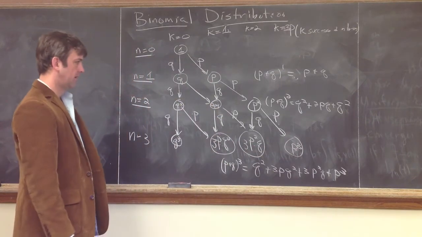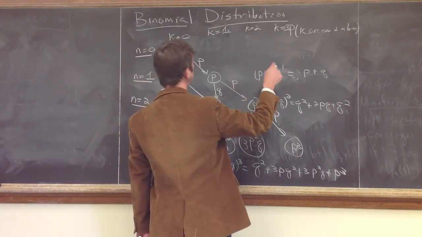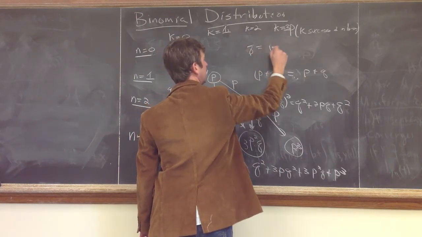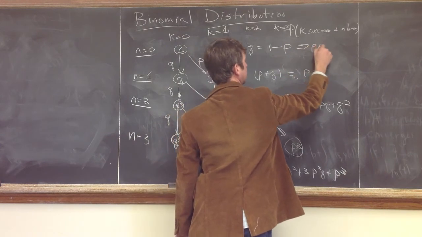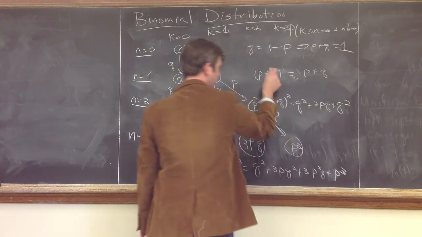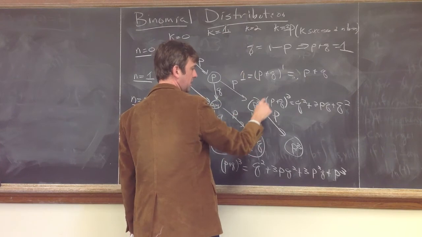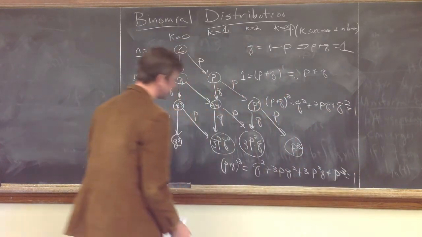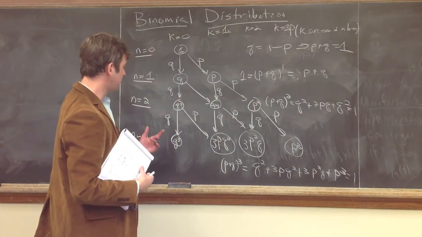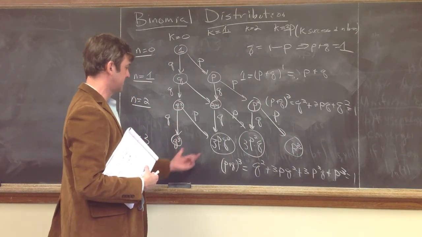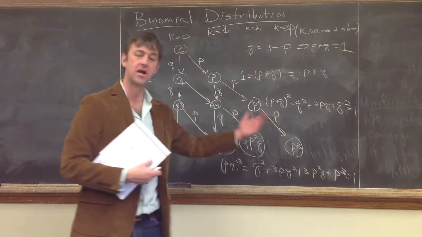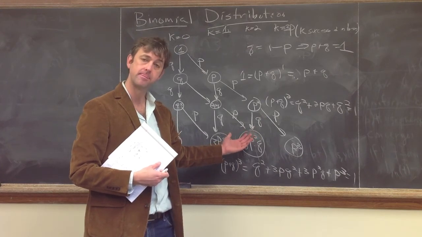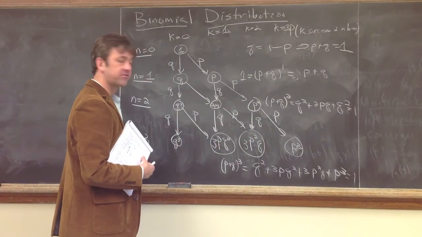Alright? And of course, since q equals 1 minus p, which implies that p plus q equals 1. Of course, 1 to the 1 is 1, and 1 squared is 1. So all these terms sum to 1, which makes sense probabilistically because if I sum up the chance of getting in 3 trials 0 successes, 1 success, 2 successes, and 3 successes, I should get 1, since those are the only possible things that could happen. Right? Alright, let's go a little farther with this.